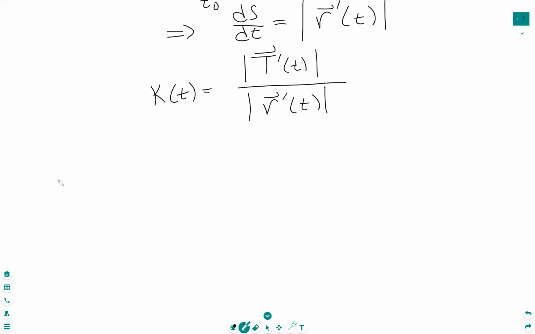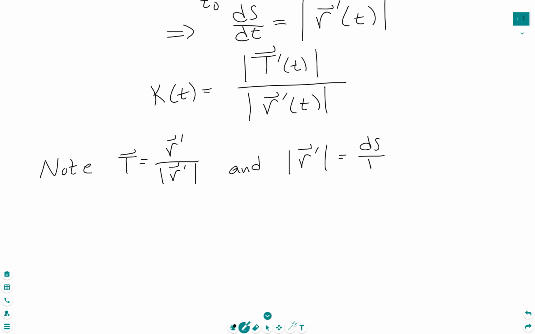So let's keep going. What we're going to note moving forward is that the unit tangent's definition was r prime over the magnitude of r prime. And we also noted that the magnitude of r prime is ds/dt. So that was our definition, and we just showed speed is equal to the change in arc length over time.